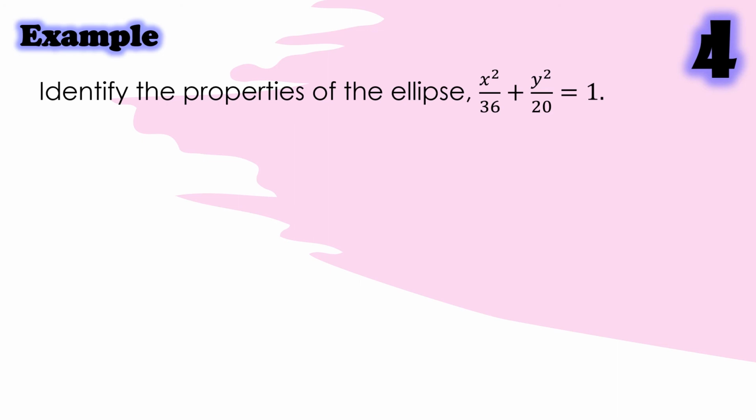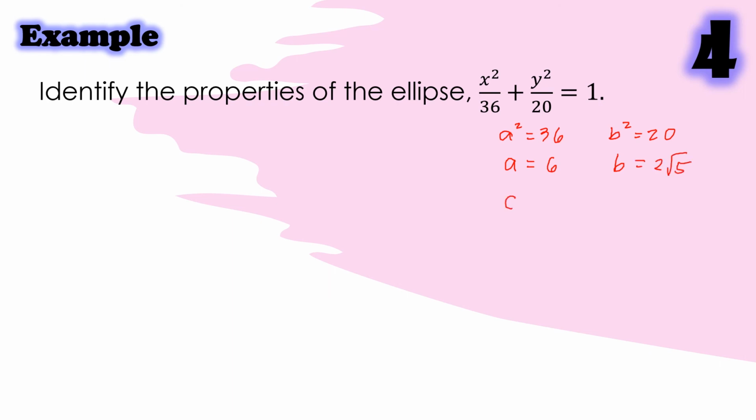Since a is greater than b, then we have a squared is equal to 36. Square root of both sides, a is equal to 6. Then we have b squared is equal to 20. Then b is equal to 2 square root of 5.